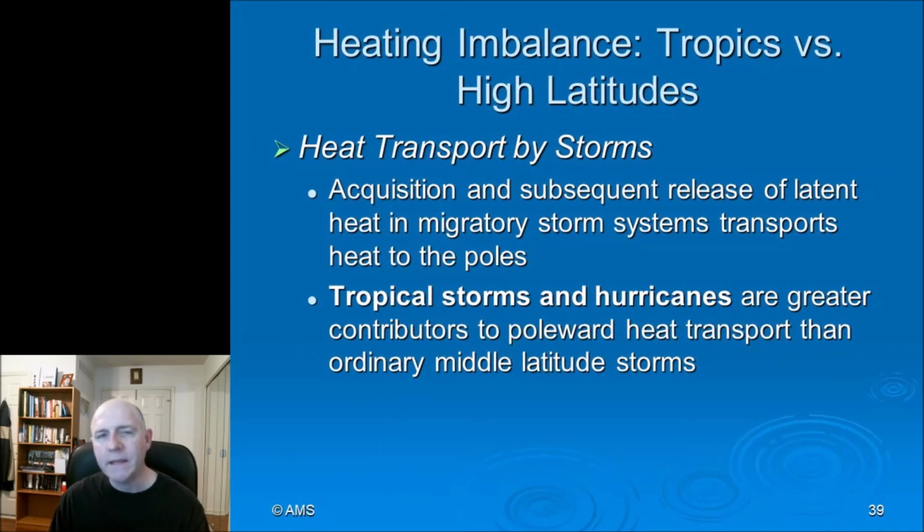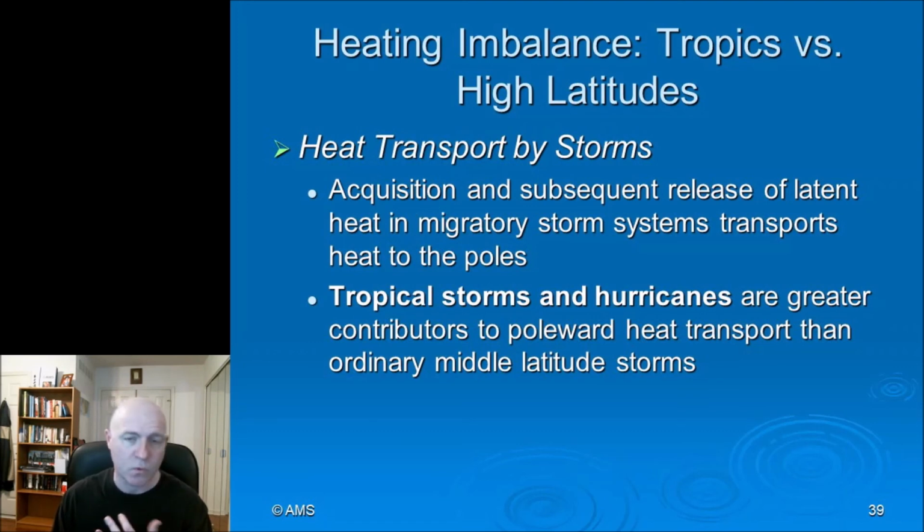Another way to move the heat in these bigger fashions is through storm movement. Latent heat in storms moving away from the equator is moving heat away from the hot spot, from the equator toward the poles. And it can go equator north or equator south.